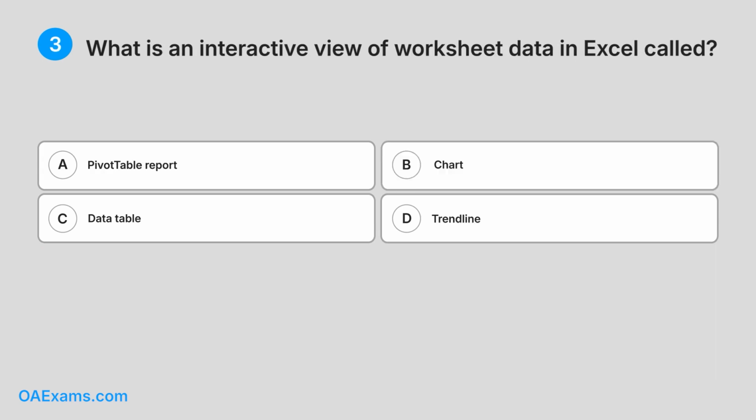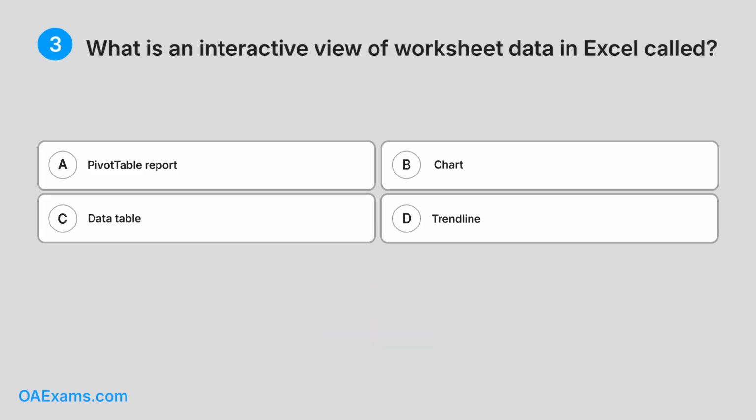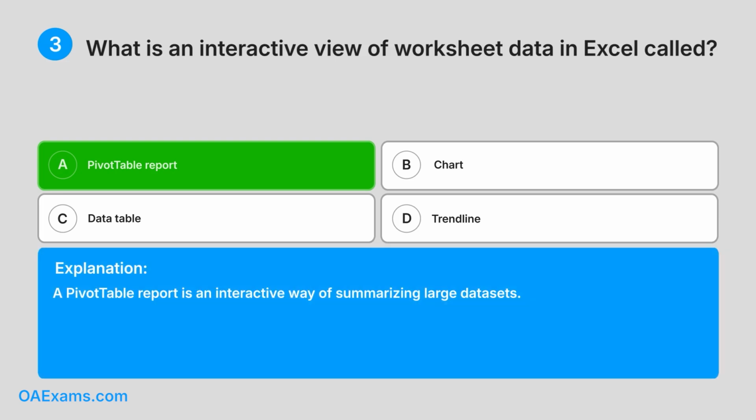3. What is an interactive view of worksheet data in Excel called? A. Pivot table report. B. Chart. C. Data table. D. Trend line. Can you guess the answer? Correct answer A. Pivot table report. Explanation: a pivot table report is an interactive way of summarizing large data sets.